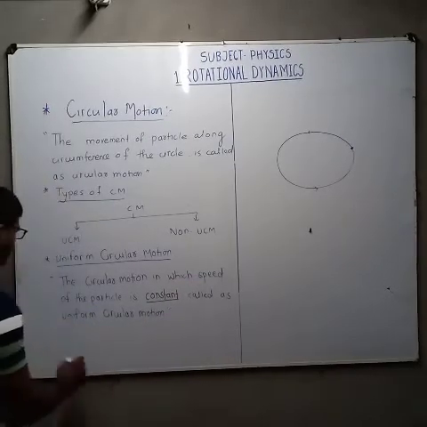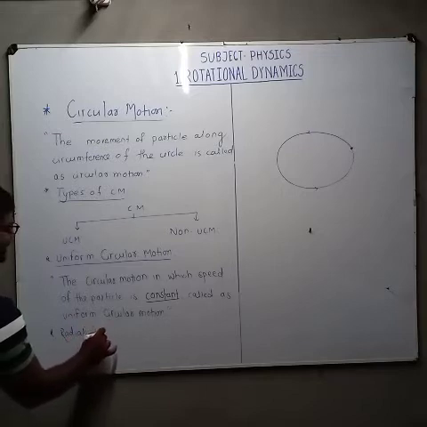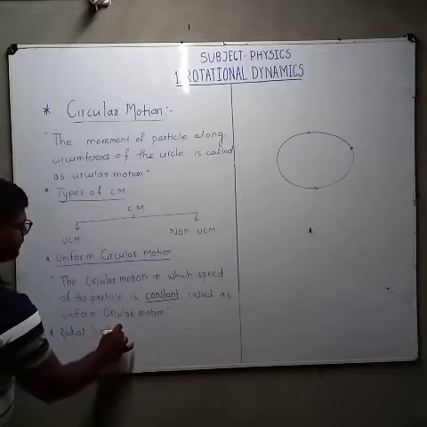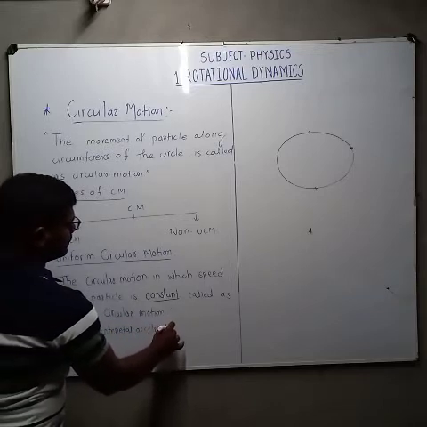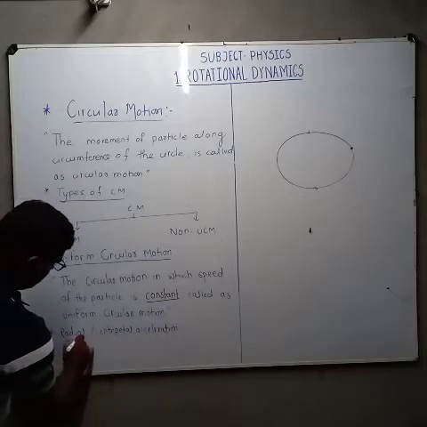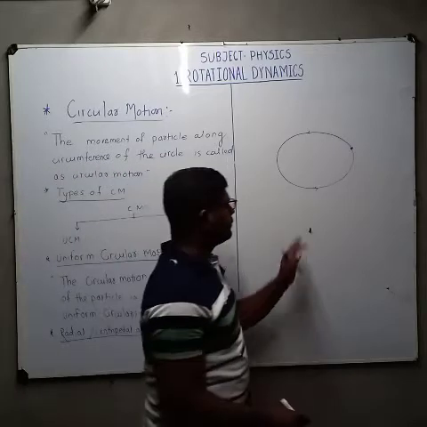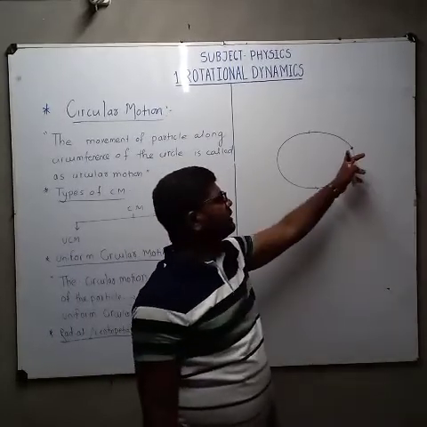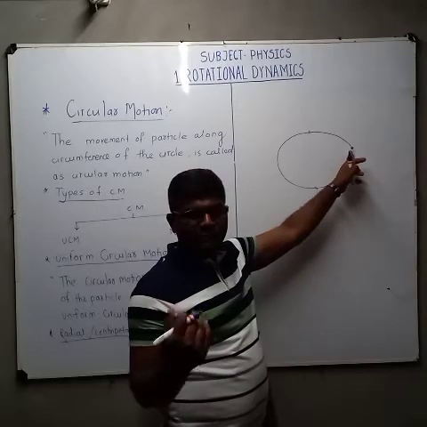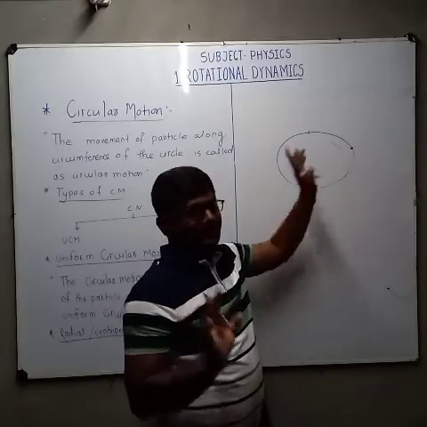Now, radial or centripetal acceleration, that is, acceleration in UCM. See, here the speed of the particle is constant. As the speed of the particle is constant, the magnitude of velocity is also constant.